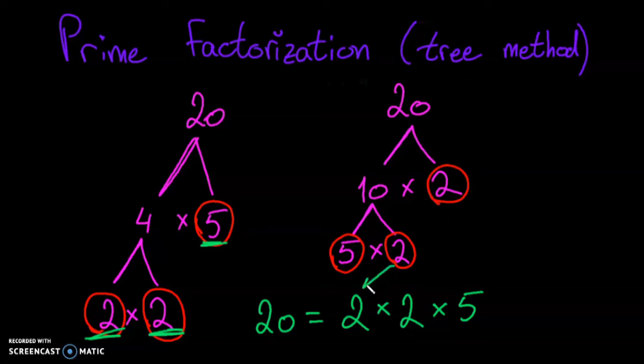It doesn't matter which way we do it. Look, we get the same answer. 20 is 2 times 2 times 5.